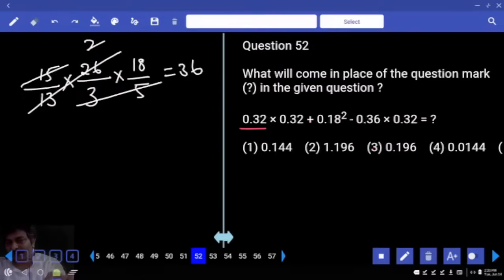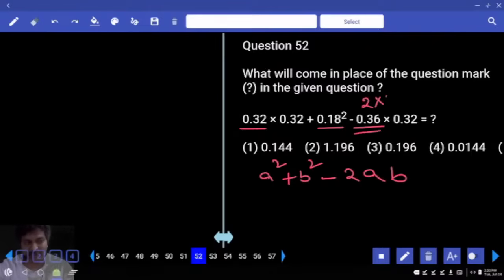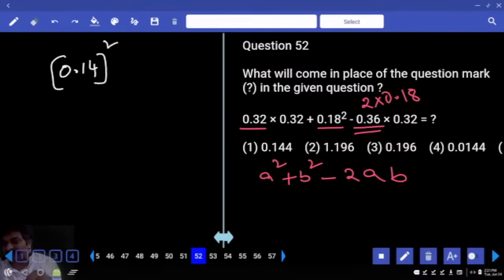If we treat 0.32 as A and 0.18 as B, this is A square plus B square minus 2AB. 0.36 we can write as 2 into 0.18. It is in the form of A square plus B square minus 2AB, which is A minus B whole square. What is A? 0.32. B is 0.18. The difference is 0.14 whole square. 0.14 whole square, 14 square.